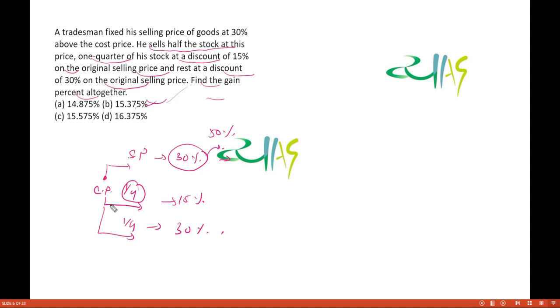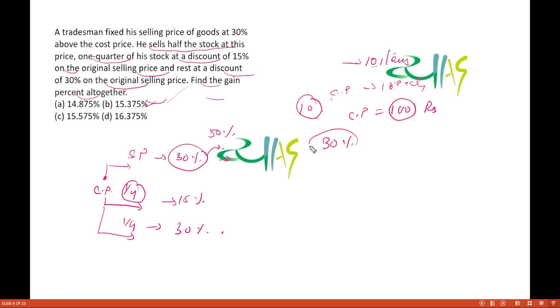So do one thing, we can consider that the price of each item is 10, and we take 10 items. So our cost price becomes how much? 100 rupees. Total cost price of all items becomes 100 rupees, as we are taking 10 items with a cost of 10 each. If 30% profit is added, what is the selling price? 13 rupees.